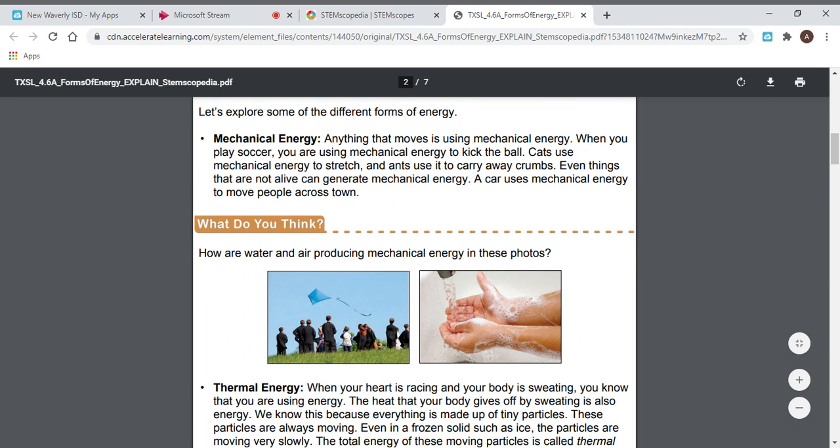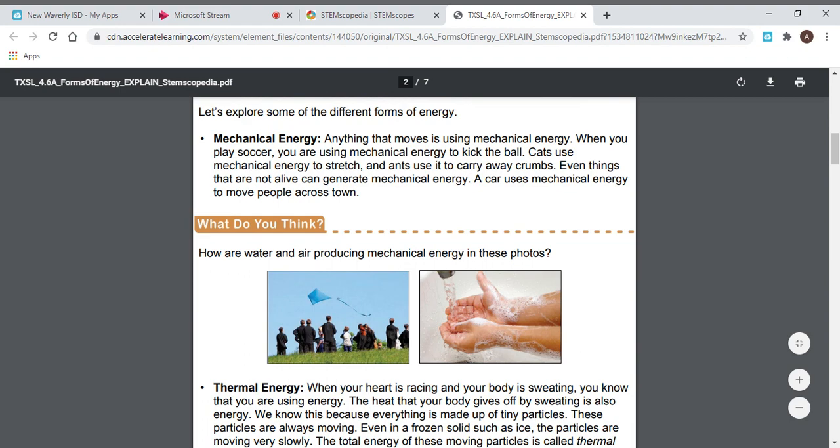Mechanical energy. Anything that moves is using mechanical energy. When you play soccer, you're using mechanical energy to kick the ball. Cats use mechanical energy to stretch, and ants use it to carry away crumbs. Even things that are not alive can generate mechanical energy. A car uses mechanical energy to move people across town.